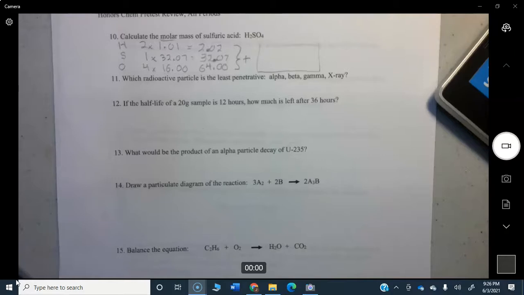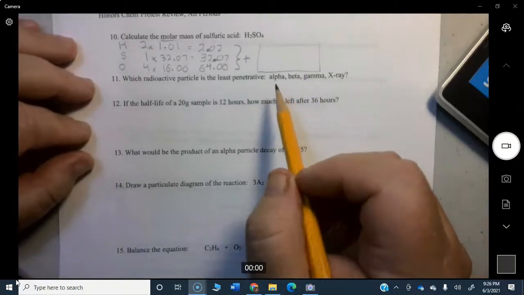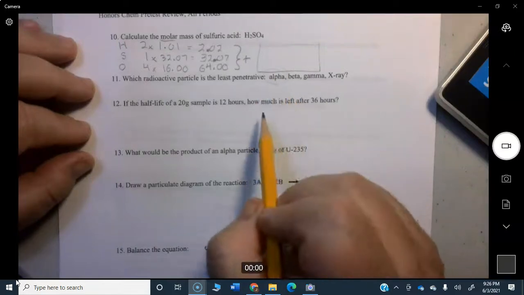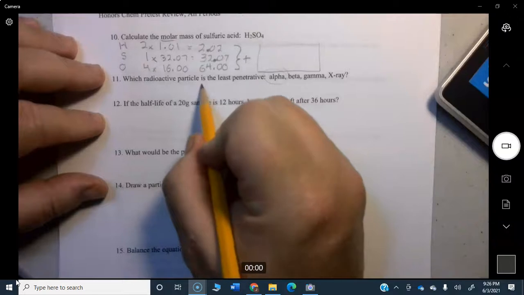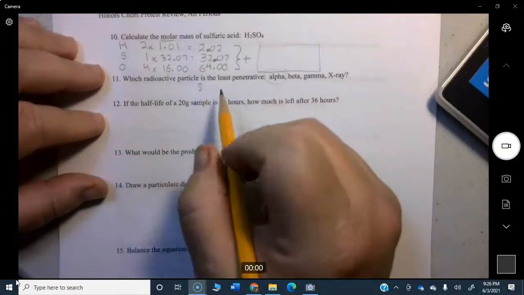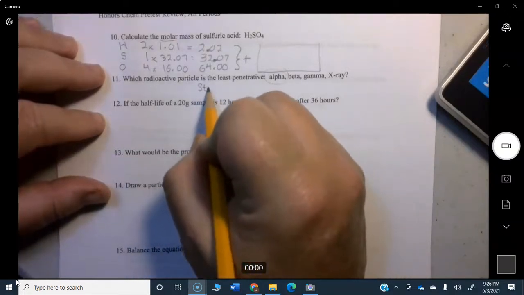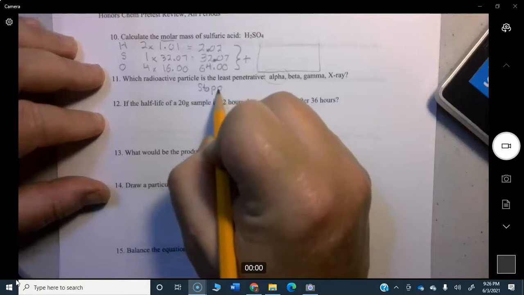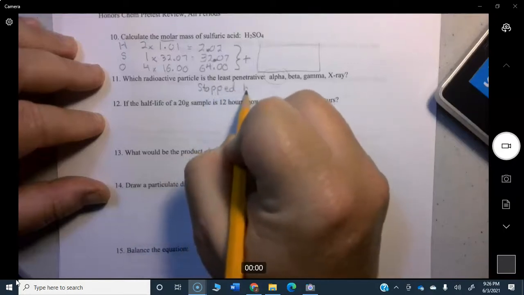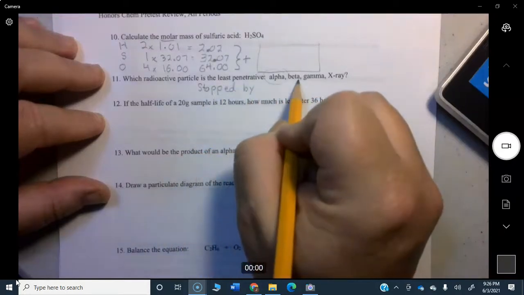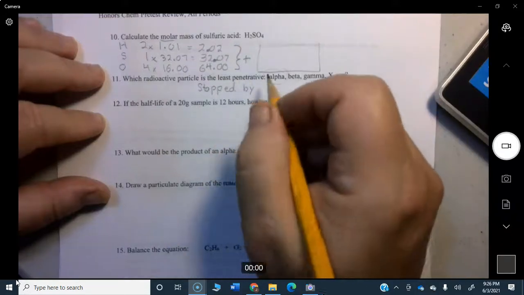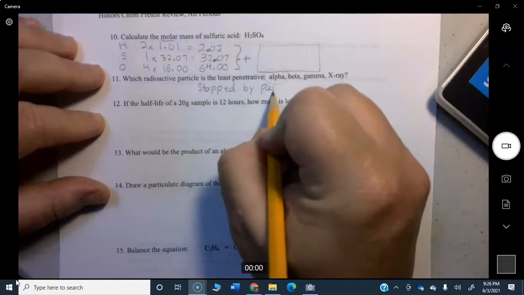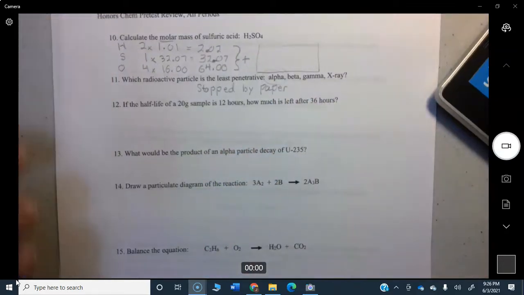Okay, which radioactive particle is the least penetrative? And we talked about this. It's on the slides for nuclear chemistry. It's the alpha particle. It can be stopped by a piece of paper. Okay, so least penetrative means, and that's the words they use on the test, it means it cannot penetrate very far. So alpha is stopped by paper. The others, beta, gamma, X-ray can go through paper. They have more energy than alpha particles. Okay, there you go. All right.